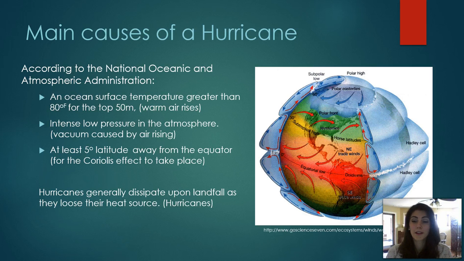So the Coriolis effect is what causes the apparent deflection of anything on the Earth's surface in the northern hemisphere to deflect to the right, and the southern hemisphere to deflect to the left. However, at the equator, between 5 degrees latitude north and south, there isn't a Coriolis effect. And the Coriolis effect is what causes hurricanes to have their rotation and also the direction of their movement. Also, hurricanes generally dissipate upon landfall when they lose their heat source.